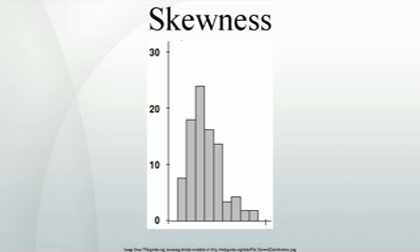Groeneveld and Meeden's coefficient. Groeneveld and Meeden have suggested, as an alternative measure of skewness, where M is the mean, N is the median, |·| is the absolute value and E is the expectation operator.